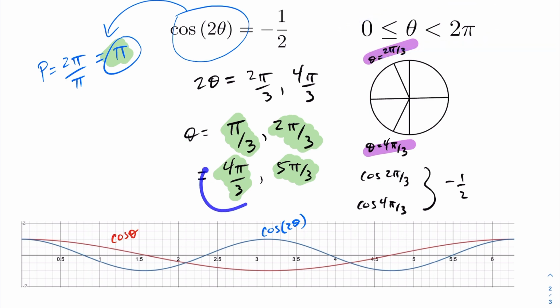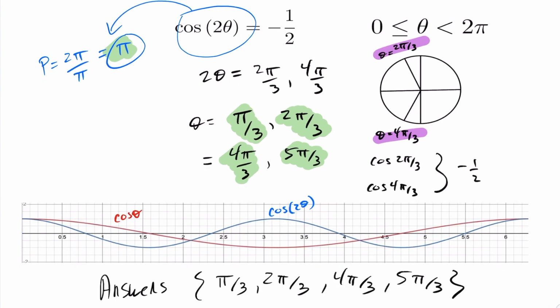You'll notice if I add a pi to this value, we're going to end up getting 7 pi over 3, which is greater than 2 pi, and we're outside the domain. So your solution set for cos of 2 theta equaling minus a half are these 4 values. All right, let's take a look at another example.